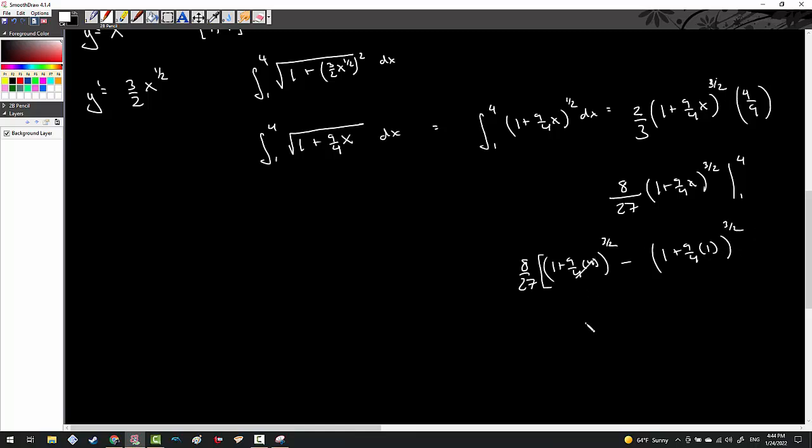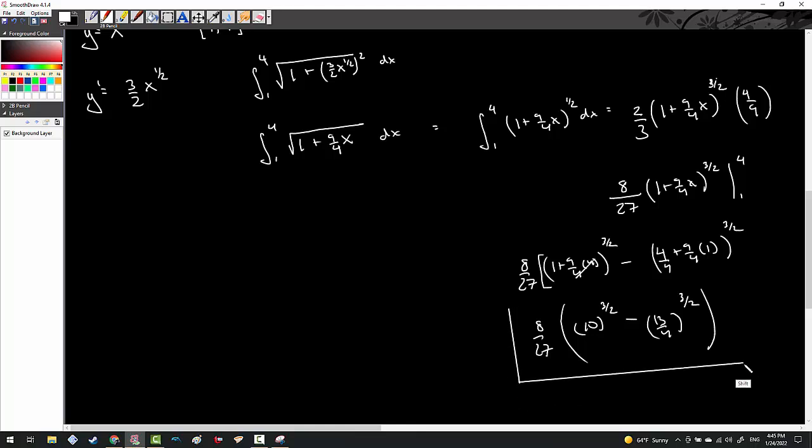So these guys are going to cancel out. I'm going to end up with 10 to the 3 halves minus, if I get a common denominator, 13 over 4 to the 3 halves power. And that's all being multiplied by 8 over 27. And that is your arc length for that particular problem. Okay, I'll be back with the next example.